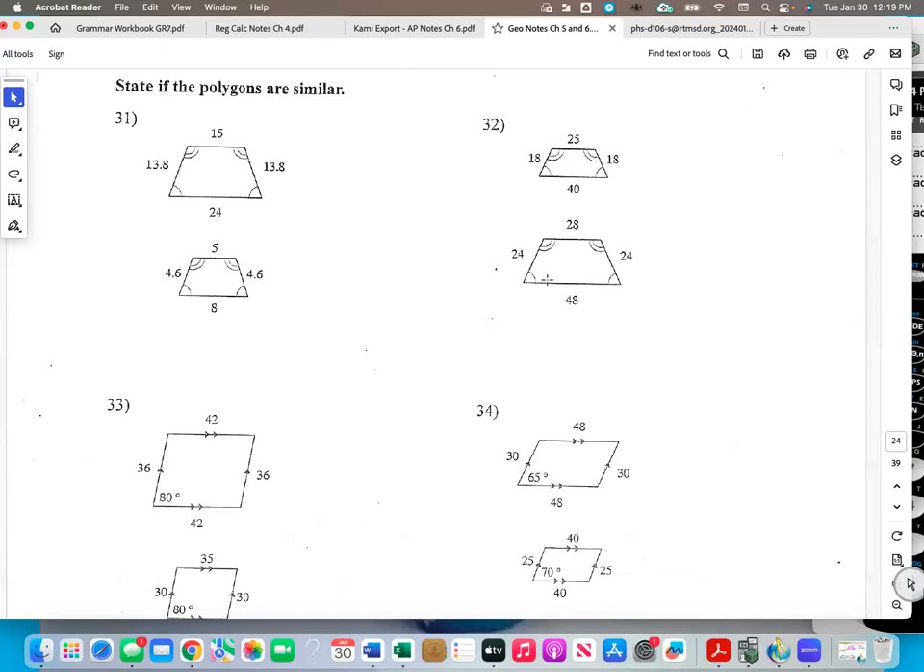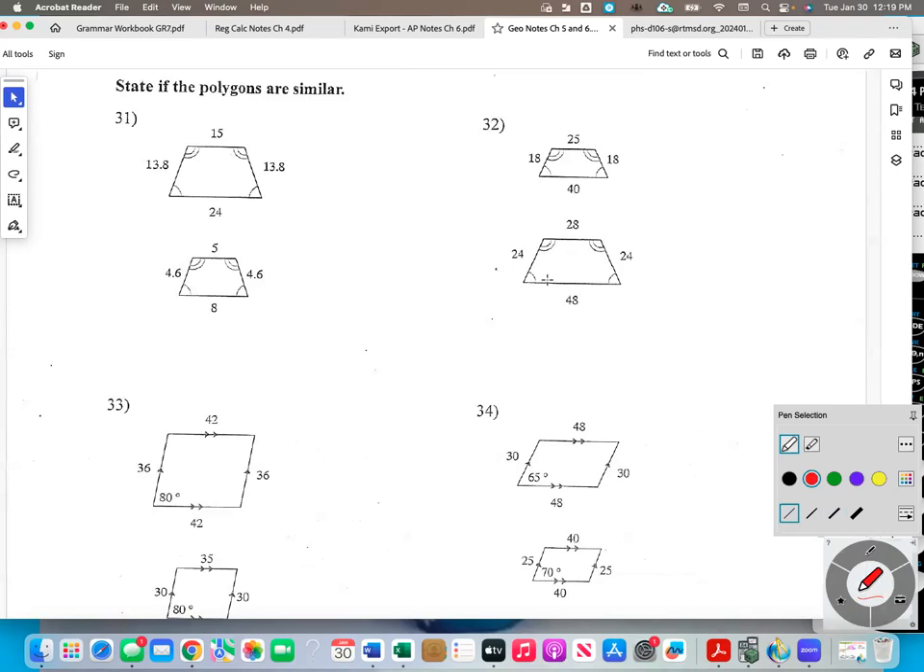So 31, they ask, are the polygons similar? If you're looking at the angles, we're looking at whether the corresponding angles are equal. This corner has 2 marks, this has 2 marks, that one has 2, that one has 2. So those 2 pairs of angles are congruent. These 2 pairs of angles are congruent, this one and this one, this one and this one. So their angles all correspond, so I know that the angles are all equal. Now I'm looking to see if the sides are proportional.